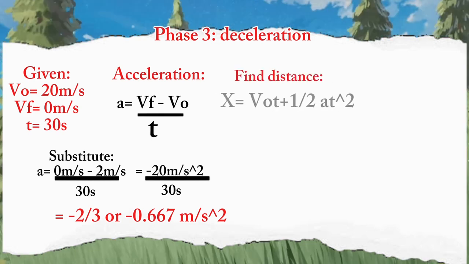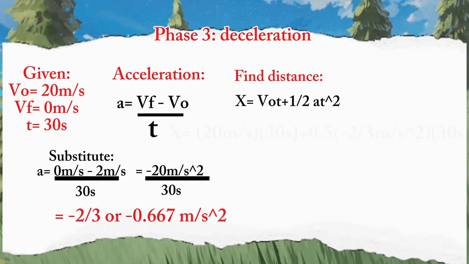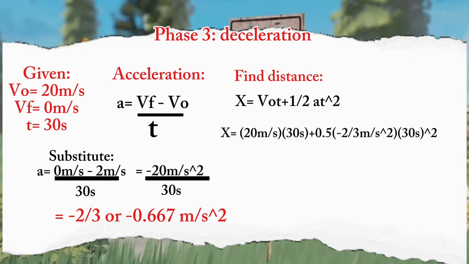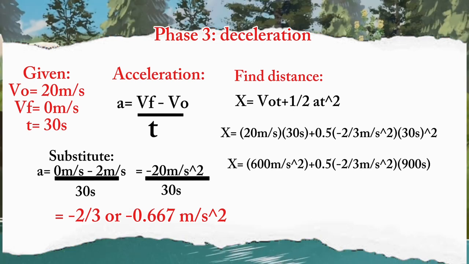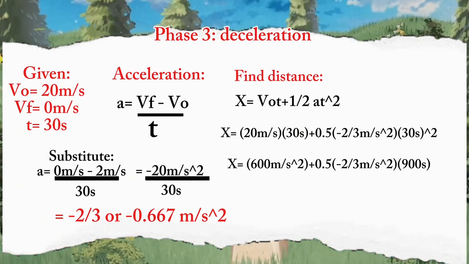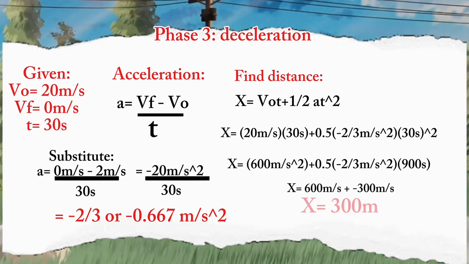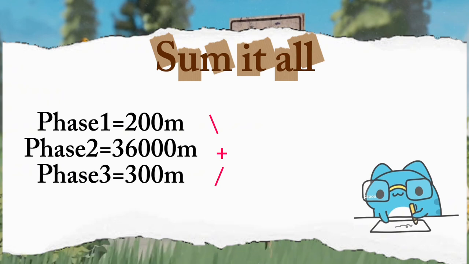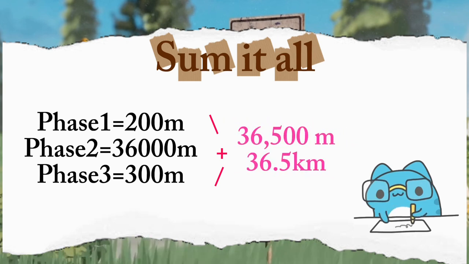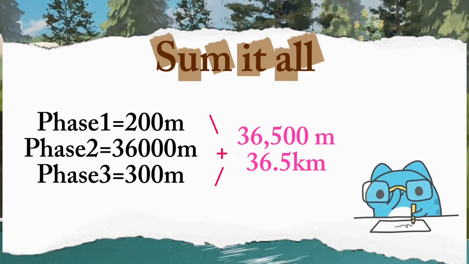Now let's find the distance. Let us use this equation. Now substitute the givens again. It will become 20 meters per second times 30 seconds plus 0.5 times negative 2/3 meters per second squared times 900 seconds squared. Now multiply all the parentheses. It will all add up to 300 meters. To sum all the distances from phase 1 to 3, the total distance would be 36,500 meters or 36.5 kilometers.